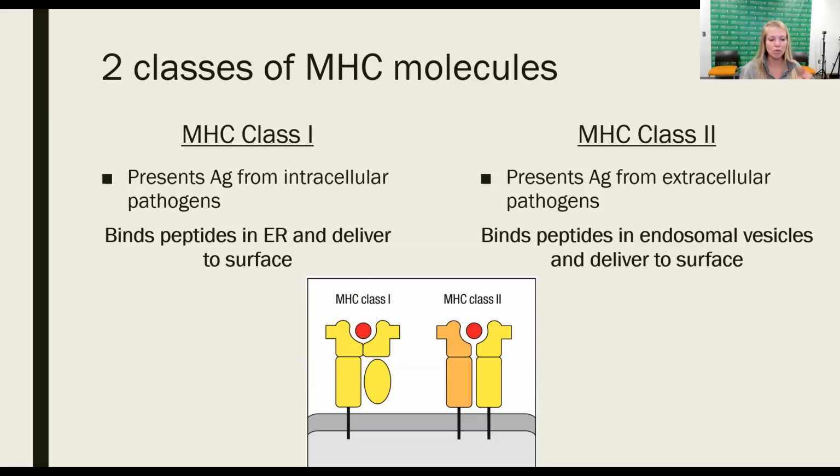If you can somehow do that, it's going to help you out along the way, because we're going to be looking at this time and time again, and this is working knowledge that you need to have in order to fully understand how the immune system eventually will respond to all of this. So MHC class 1, intracellular. MHC class 2, extracellular.